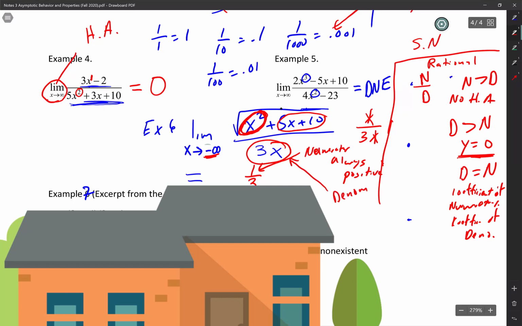Denom, it sounds like a name. Denom is always negative. Well, it actually does sound like someone's name is Denom and she's always negative. But that's by coincidence. The denominator is always negative, guys.